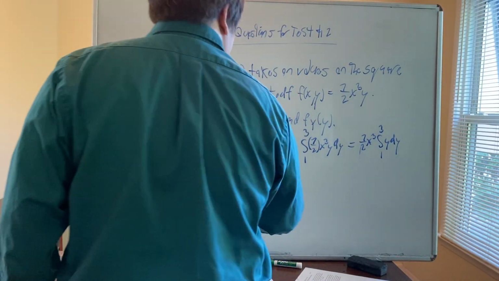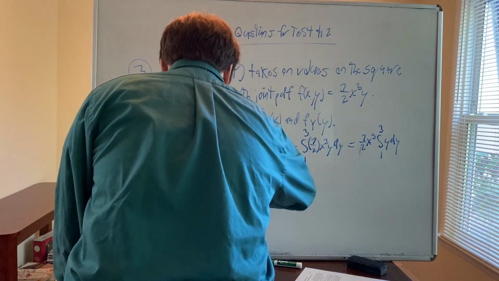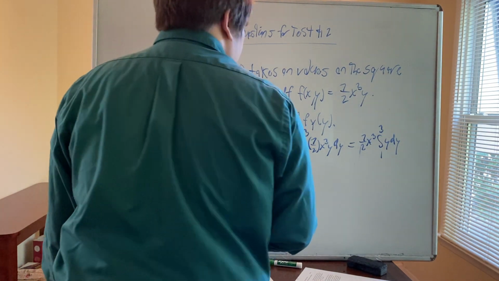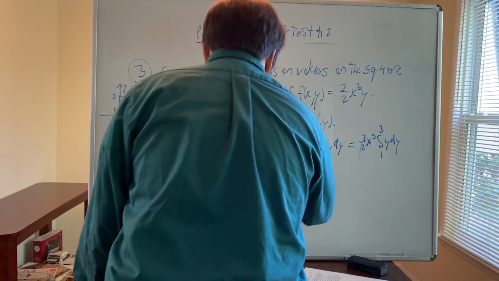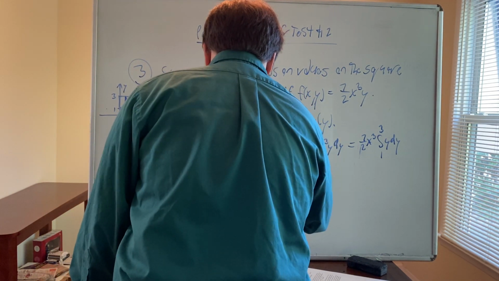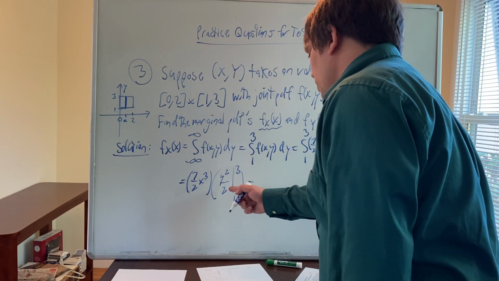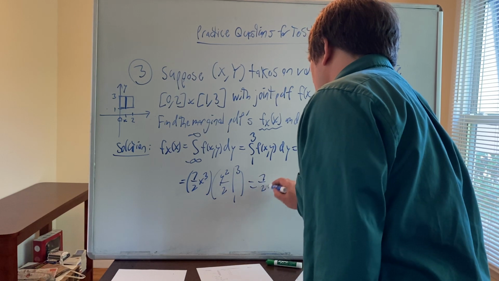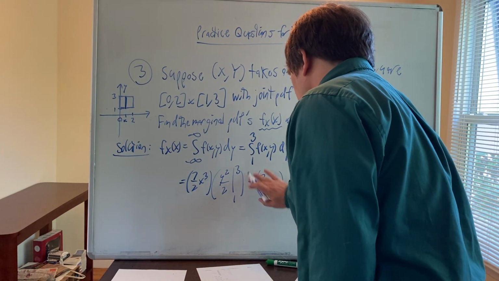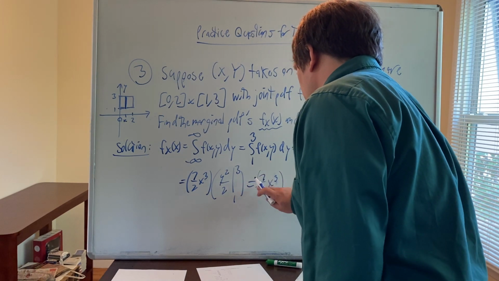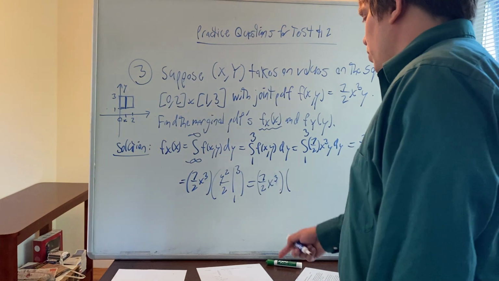And then that's equal to 7/2 x cubed times y squared over 2, evaluated from 1 to 3. And so then that's equal to 7/2 x cubed times y squared over 2 from value from 1 to 3.